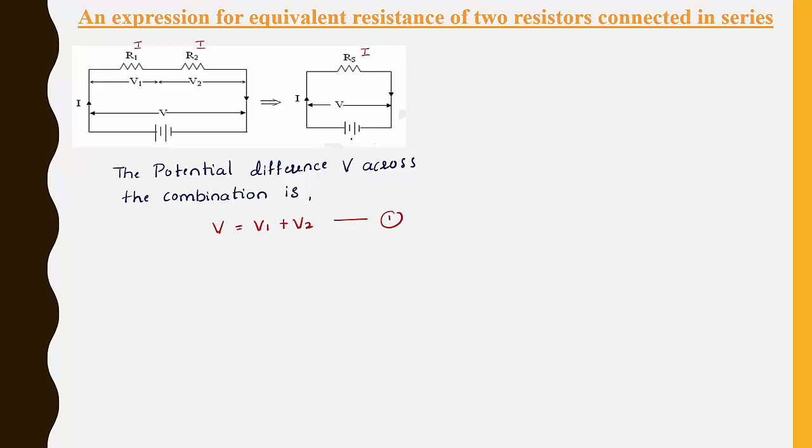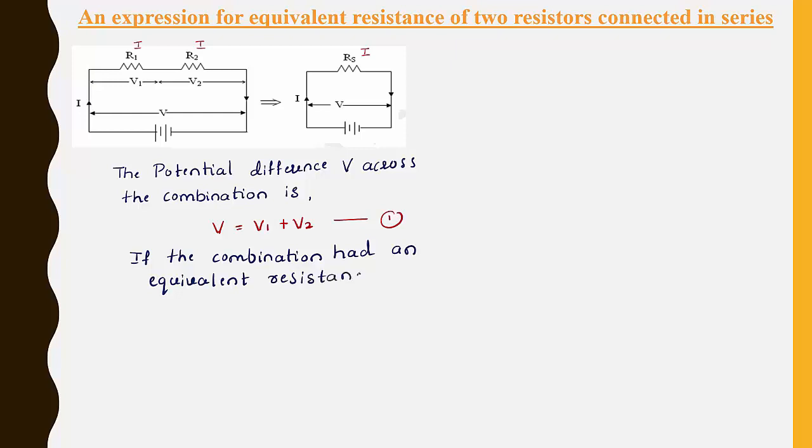Now, by Ohm's law we can write, if the combination had an equivalent resistance Rs, that means instead of using two resistors, we can use only a single resistor which is equivalent to R1 and R2.